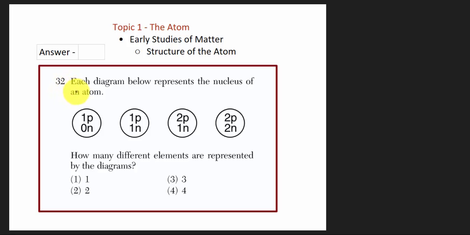Question 32. Each diagram below represents the nucleus of an atom. So they're showing us 4 atoms here. How many different elements are represented by the diagrams? There are 4 different atoms. However, the first 2 atoms have 1 proton each. And since the number of protons designates what type of atom you're dealing with, these are both atoms of the same element. The second pair of models have 2 protons each, so they are both atoms of the same element as well. So there are 2 different kinds of elements pictured here. It's answer number 2.